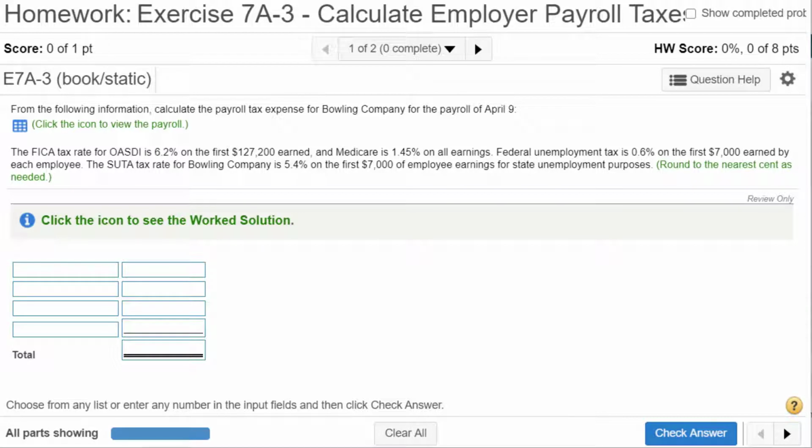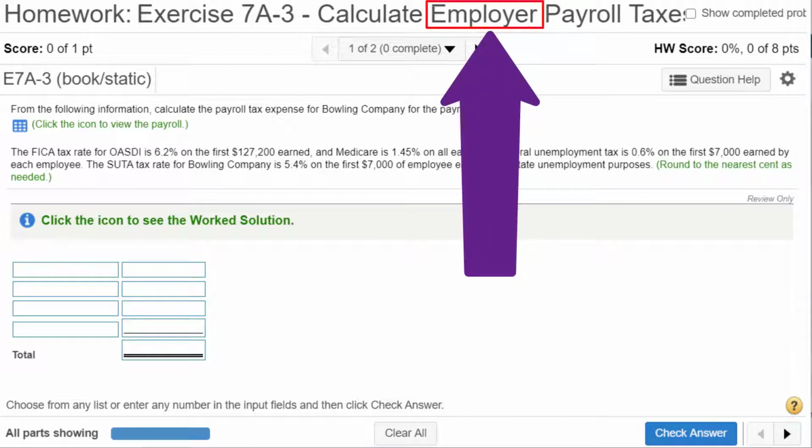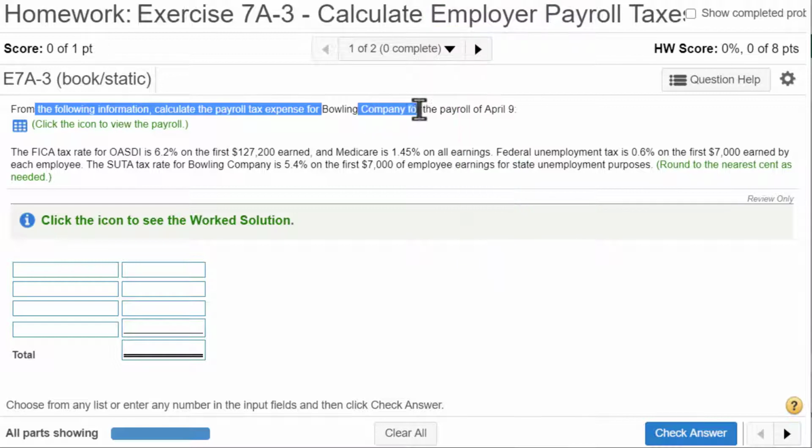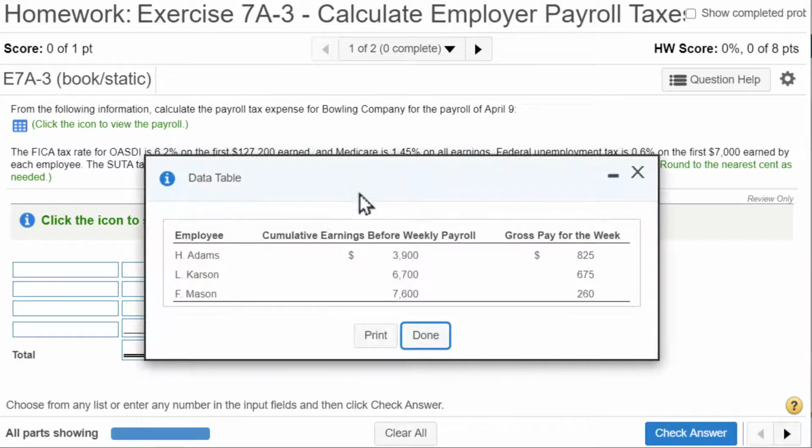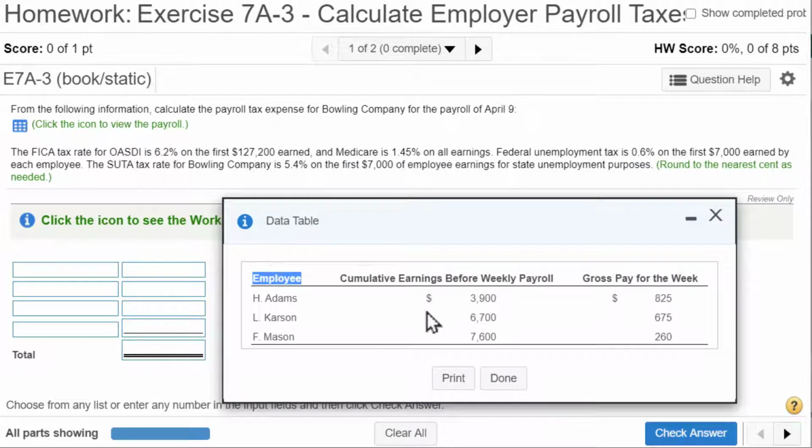Exercise 7A-3, we're going to calculate the employer payroll taxes in this problem. From the following information, calculate the payroll tax expense for a bowling company for the payroll of April 9th. So it looks like we've got 3 employees. We've got information about their pay before this pay period, and then we have this pay period's wages.